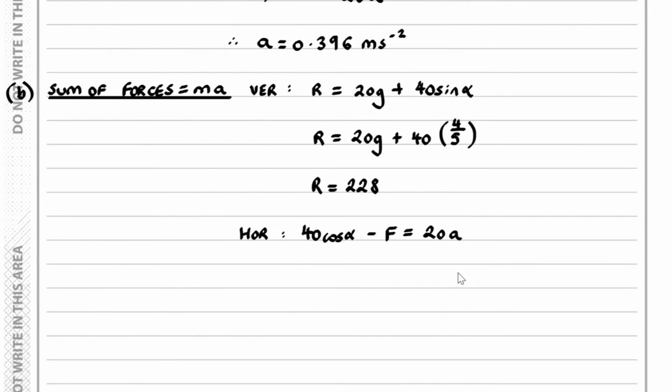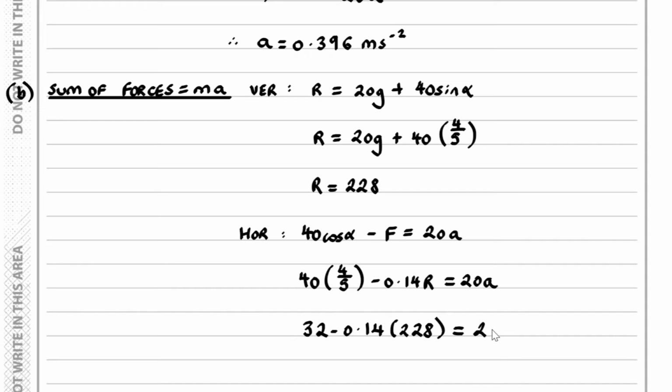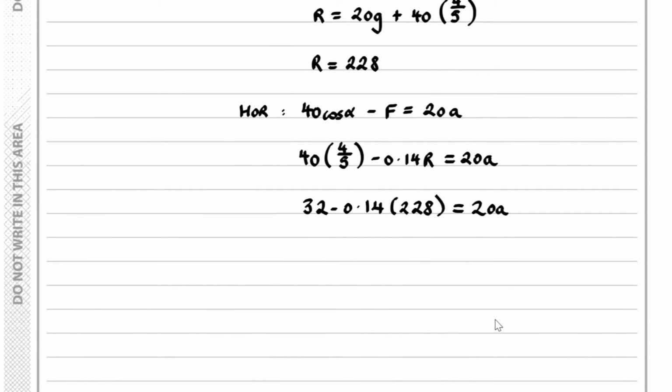And if I consider what's going on horizontally, we have 40 cos alpha subtract F equals 20a. Same idea. We have 40 times 4/5 minus 0.14 times R equals 20a. So I have 32 minus 0.14 times 228 equals 20a. So if I work this out, I've got 32 minus 0.14 times 228, which is 0.08. So I've got 0.08 equals 20a. And in this case, a is equal to 0.004 meters per second squared.